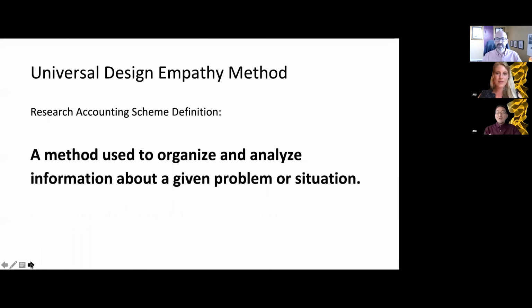To achieve empathy, I'm going to offer a particular methodology that anybody can adopt in their perspectives of teaching. And this is an accounting scheme. It's a social science methodology that is used to understand and observe people. An accounting scheme is basically a method used to organize and analyze information about a given problem or situation.